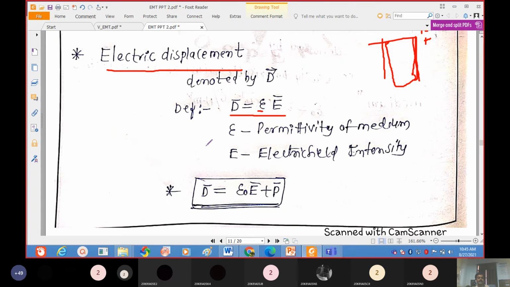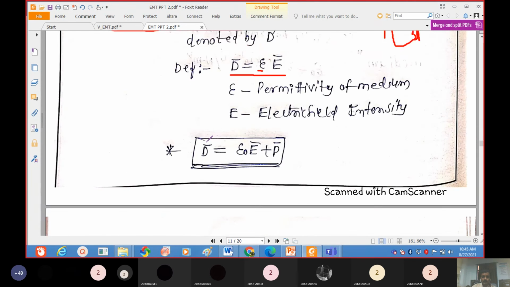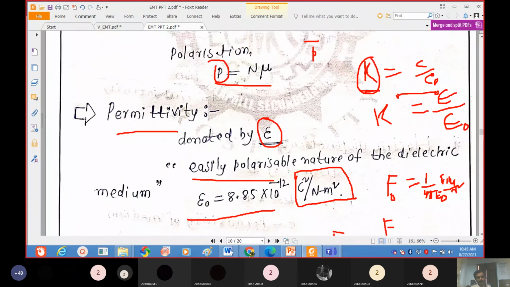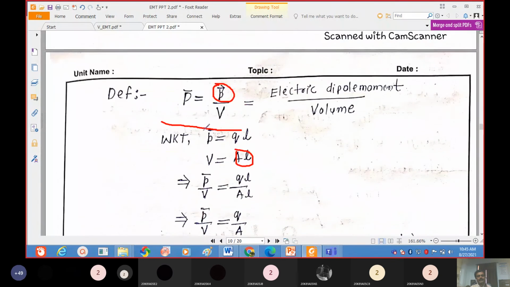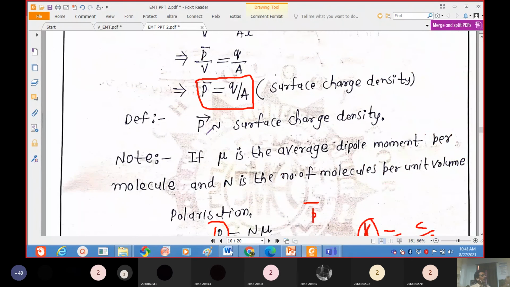So this is the electric displacement. Now coming to some definitions of the dielectric materials. You may be asked these definitions, combined as one question: four definitions together. You have to write the definition as well as the formula.